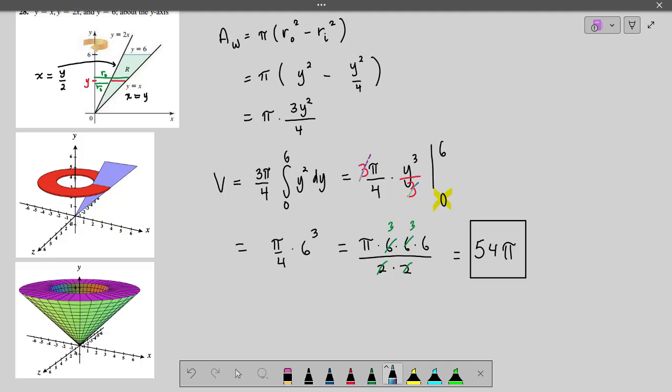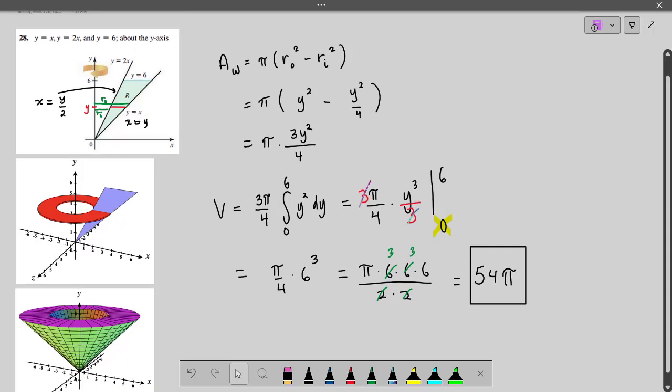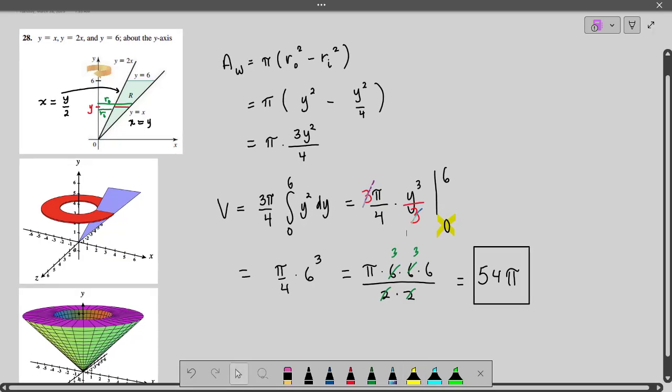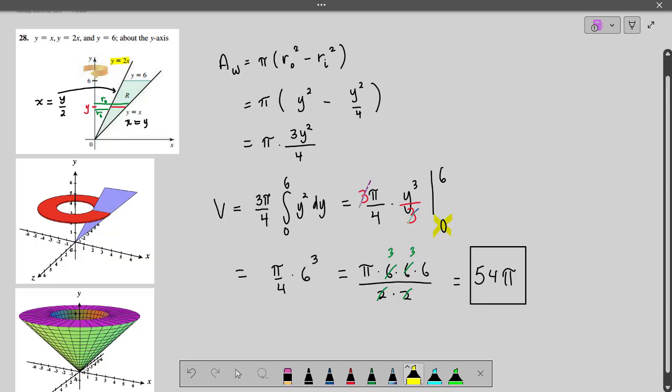Where did the 4 come from in the first place? This 4 here, that one? Yeah, how did we get that? So this is y divided by 2 for this inner radius. So y over 2 quantity squared. Why is it y over 2? The line is y equals 2x. So we're going to take that y equals 2x and solve it for x. Oh, okay. So to solve that for x, we're dividing both sides by 2. So we get y over 2, and then we're going to square that quantity, giving y squared over 4. Makes sense?